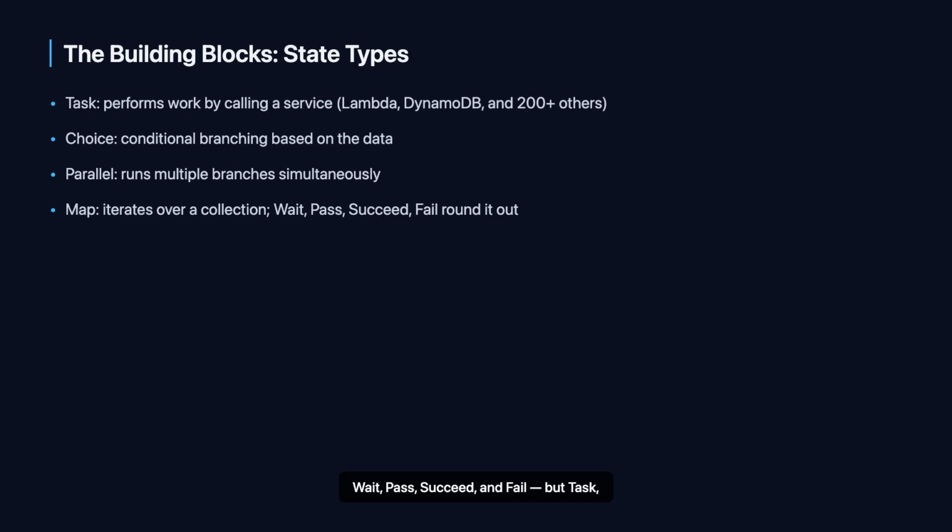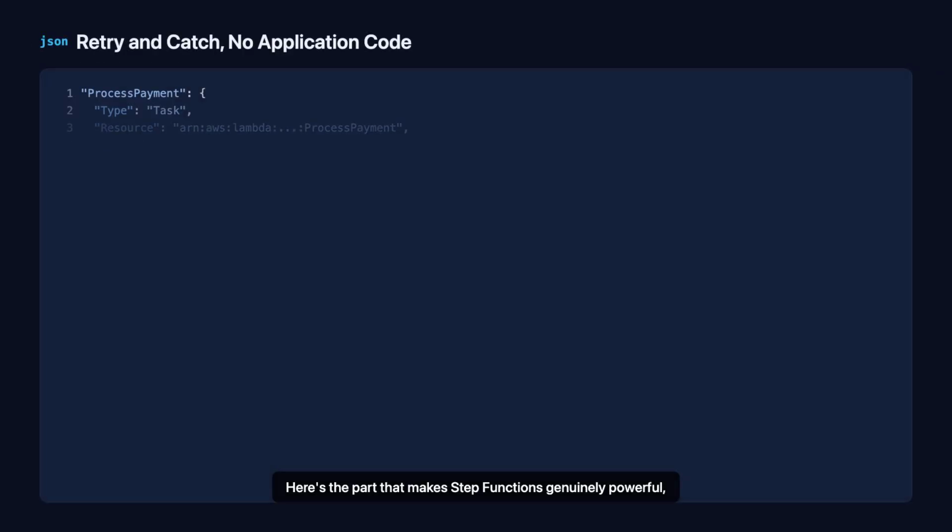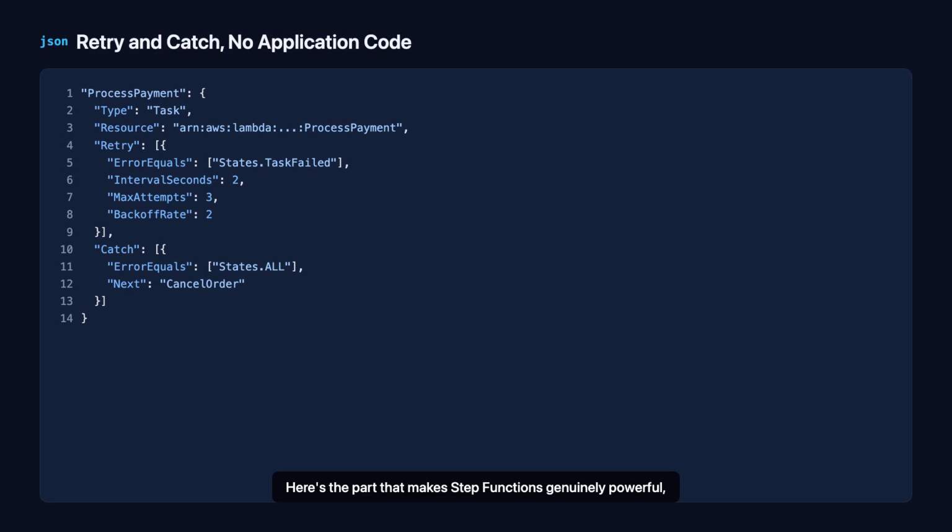Wait, pass, succeed, and fail. But task, choice, parallel, and map are the ones that shape almost every workflow you'll design. Here's the part that makes Step Functions genuinely powerful. And notice there's no application code doing it.